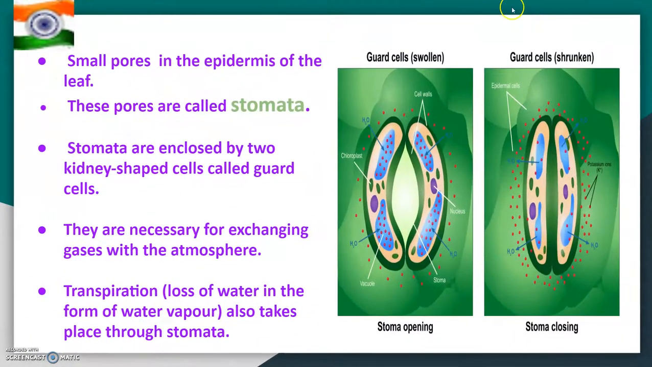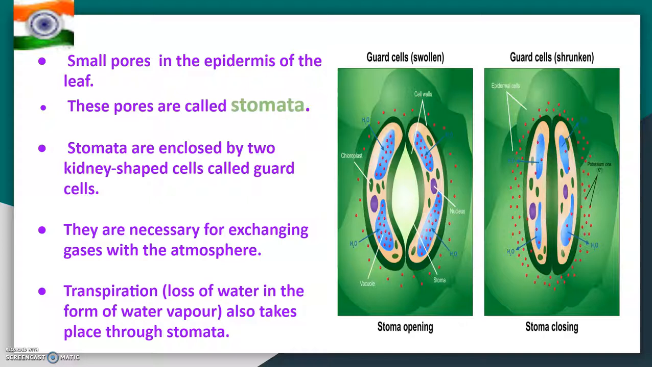Now in the epidermis of the leaves, we find that there are small pores present here and there in the leaves of the plants, and these pores, you already know, are called stomata. Stomata are enclosed by two kidney-shaped cells called guard cells, and they are necessary for exchanging gases with the atmosphere. Transpiration or the loss of water also occurs from these surfaces. This you already know and studied in class 8 also.